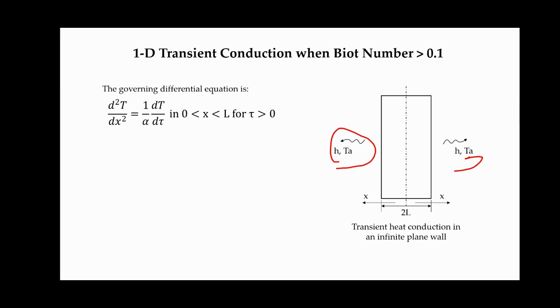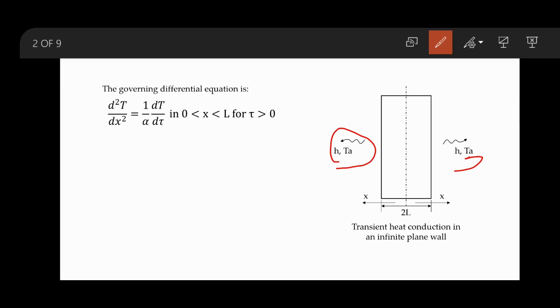In this case, we can write the general differential equation for one-dimensional heat conduction with transient conduction, that is, temperature varying with respect to time, as d squared T by dx squared is equal to 1 over alpha into dT by d tau. This is applicable in the range 0 to L within the medium for time greater than 0.